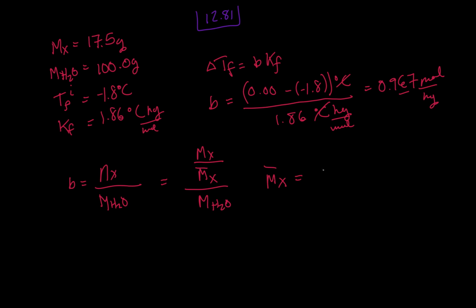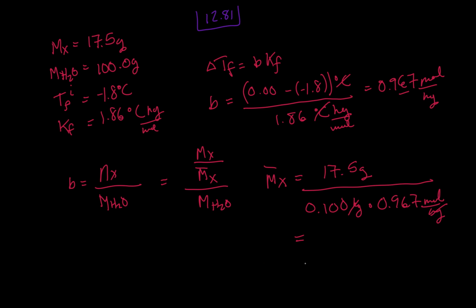So we end up with the mass of X, which is 17.5 grams, divided by how much water do we have? This is in 100 grams of H2O. It's got to be in kilograms, mind you, because of the moles per kilogram unit here. So that 100 grams we're going to write as 0.1 kilograms. And that has to be multiplied by the molality, which was 0.967 moles per kilogram. And you see we're going to cancel our kilograms, and we're going to have grams per mole as the units, which is exactly what we're after here.